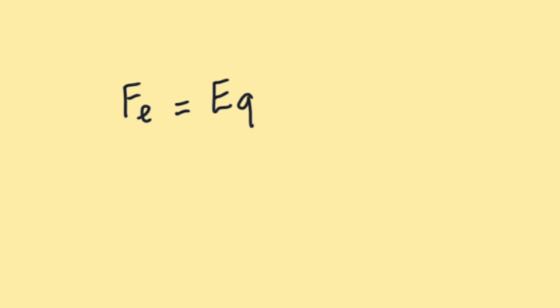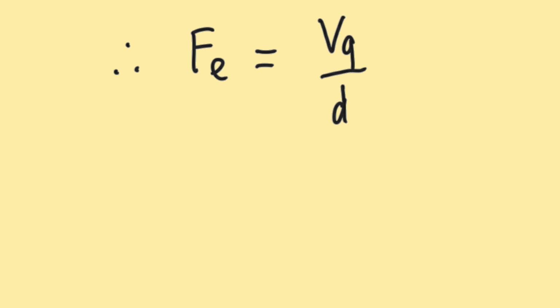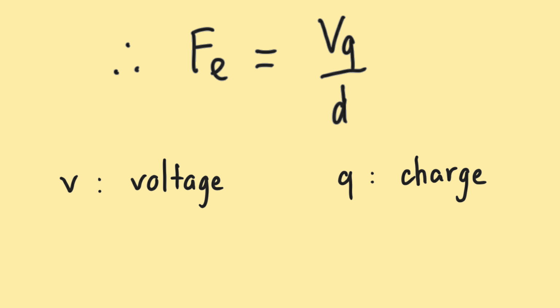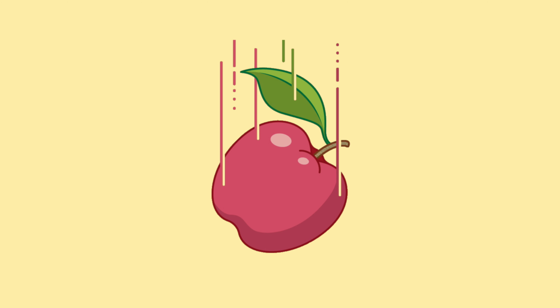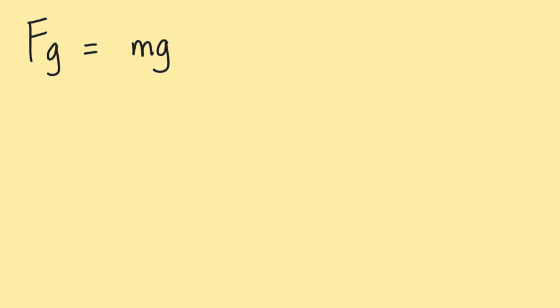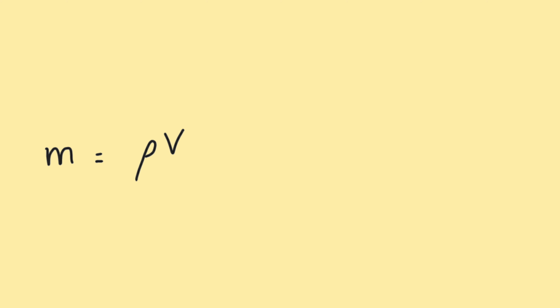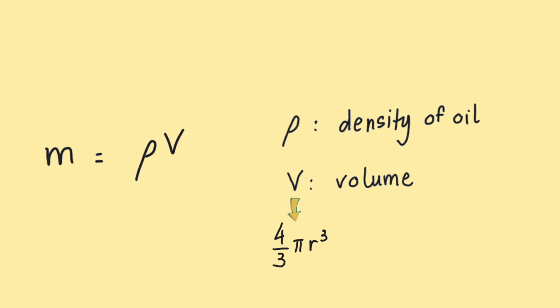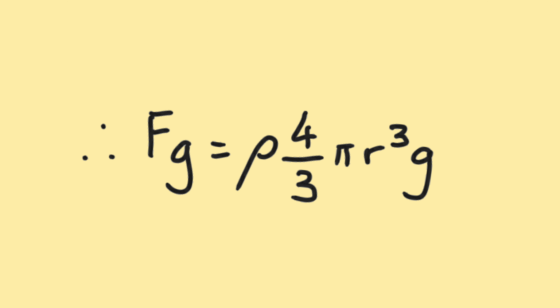We know that Fe is equal to Eq, and E can be found by dividing the potential difference by the distance between the two plates. Therefore, we have Fe equals Vq on d, where V is the voltage, q is the charge, and d is the distance. Now let's look at the gravitational force. Fg is equal to mg, where g is the gravitational constant and m is the mass. m can also be expressed as ρv, where ρ is the density of the oil drop and v is the volume. Then we'll get this equation.